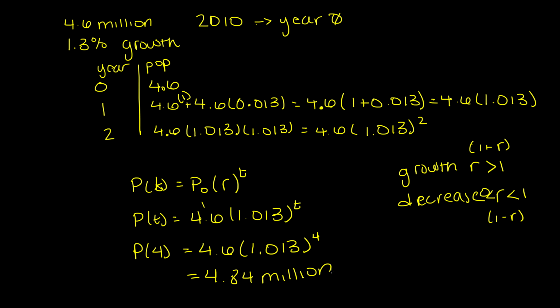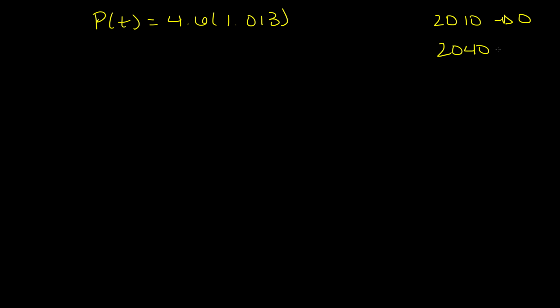So part 2, if the population continues to grow at the same rate, what will the population be at 2040? Well, see, we start at 2010, we're going to 2040. We have our function, so our population of t equals 4.6 times 1.013. And if we start at 2010, so at 2010, this is year 0. 2040 is 30 years from 2010. So this will be 30.